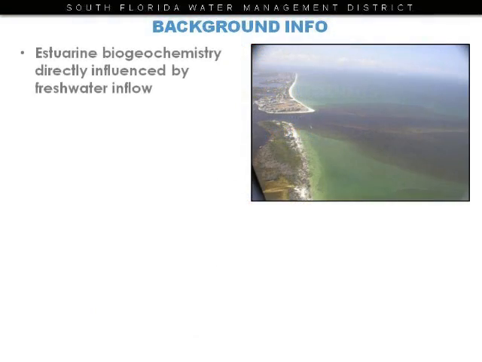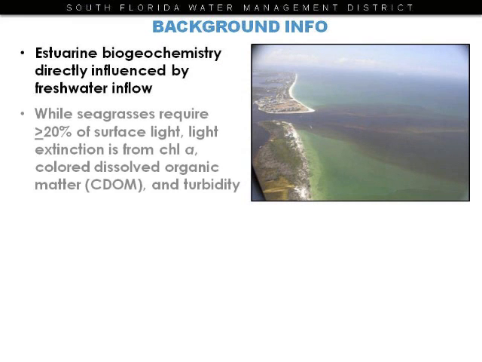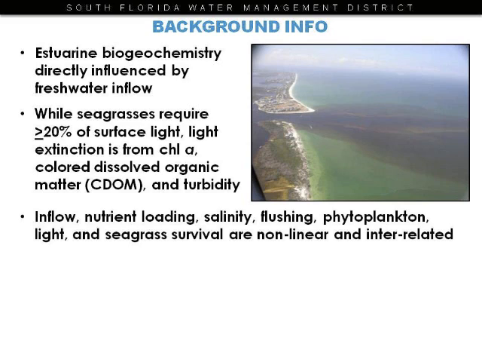So salinity is directly influenced by freshwater inflow, and seagrass appear to require at least 20% of surface light, but light extinction is a combination of chlorophyll, colored dissolved organic matter, or CDOM, and turbidity. And so freshwater inflow, salinity gradients, flushing, submarine light, and seagrass survival are all interrelated in some places, like we are in South Florida. And all of these things are very non-linear.